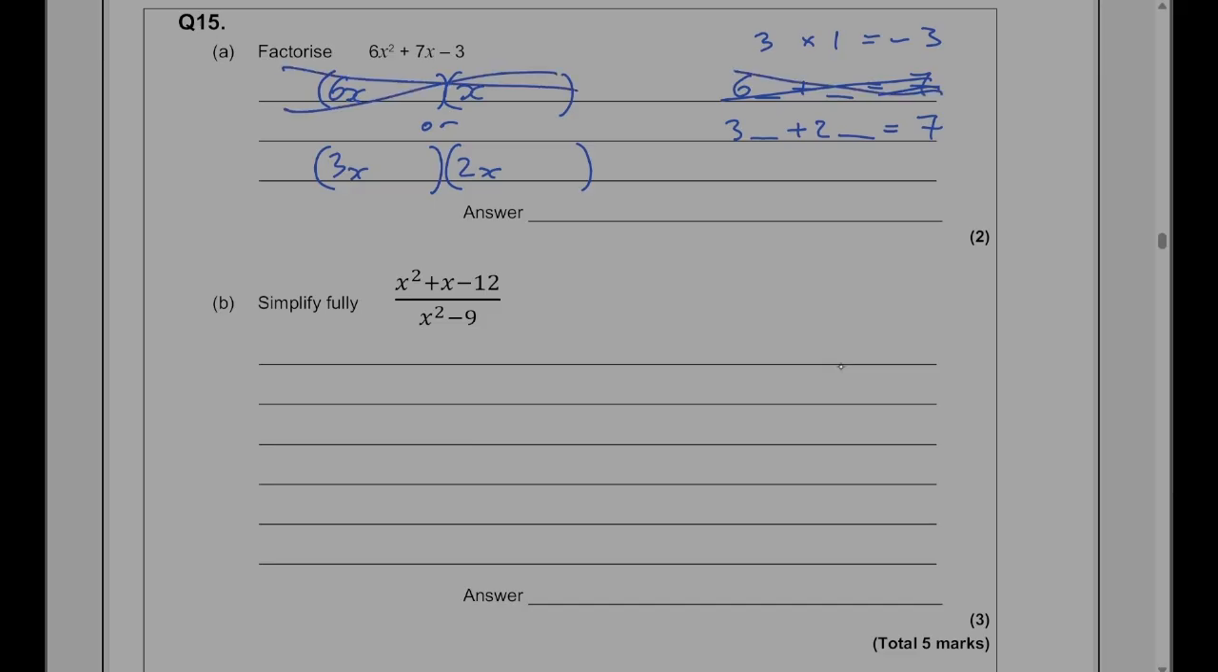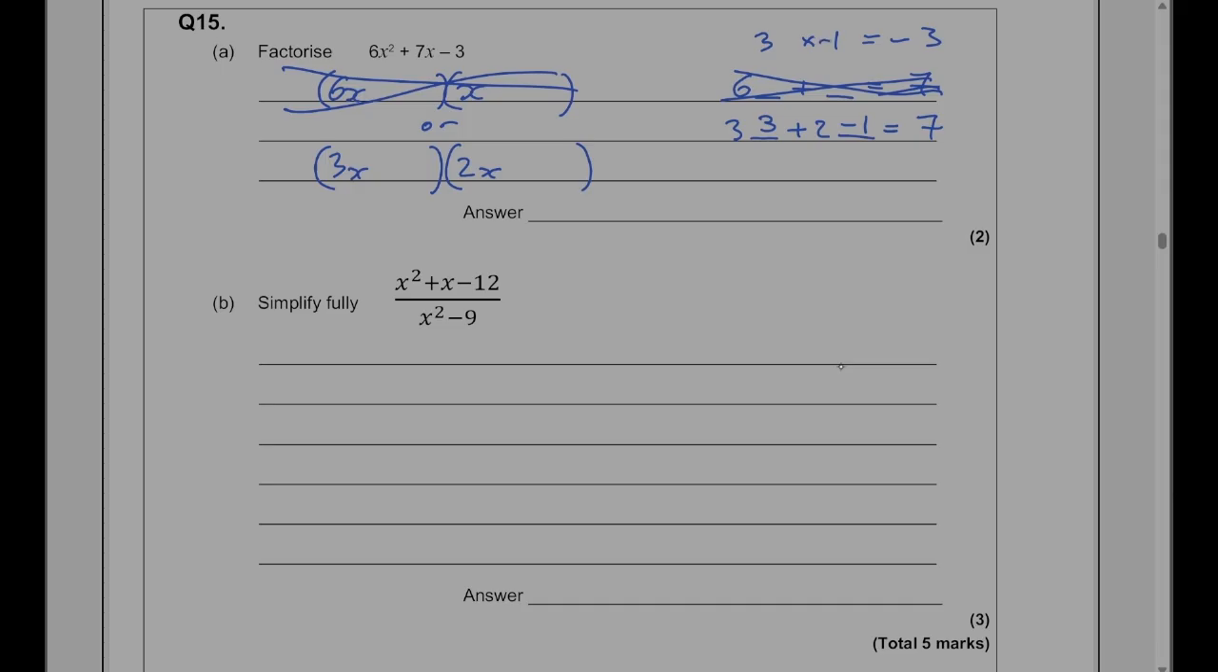Right, so 1 and 3 here then. So if I put 1 here, that would give me 3 and 6, so that wouldn't work. If I put the 3 here, that would give me 9, and then we'd want the minus 2. So 9 take away 2 would equal 7, so that's my combination.